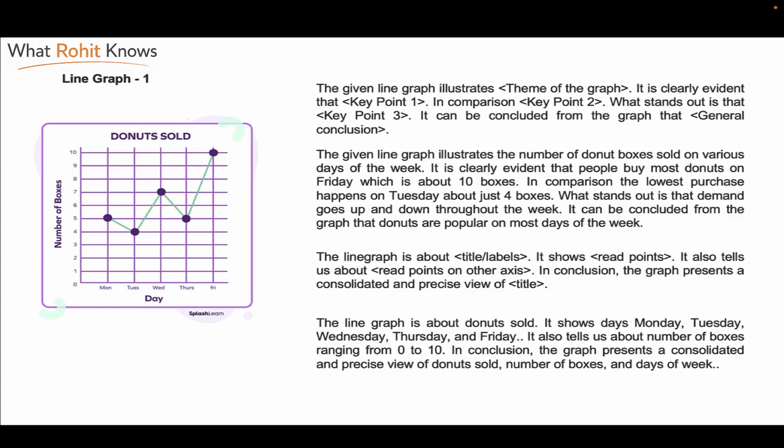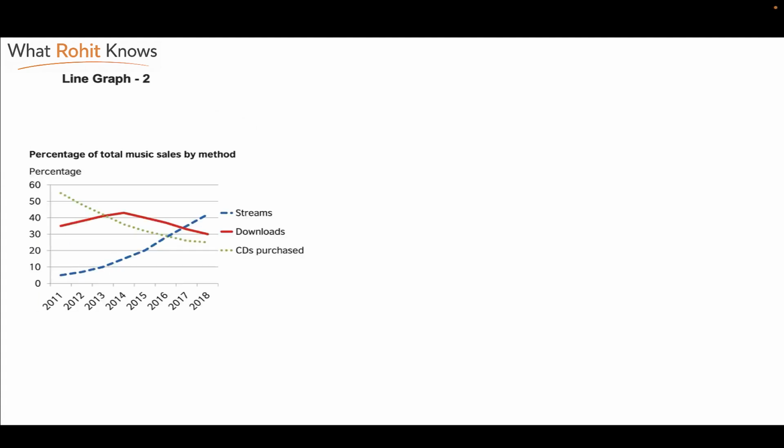Let's go to the next one now. Now, this is also a line graph, but this is more complicated. So you might get a picture like this. In this graph, there will be more than one line, each representing something different, but all of them compared against the same X and Y. And they'll all be related to the theme. So the theme here is percentage of total music sales, and each of these lines represents one particular method of sale: streams, downloads, CDs, but all of them have been plotted against the same X and Y. X here, the years, and then the percentage.